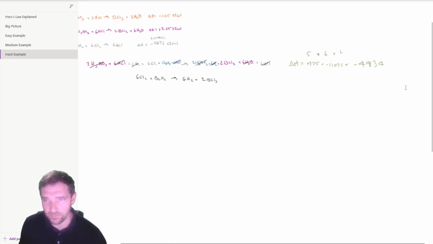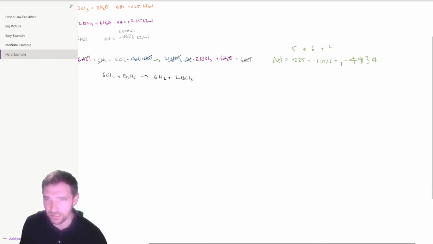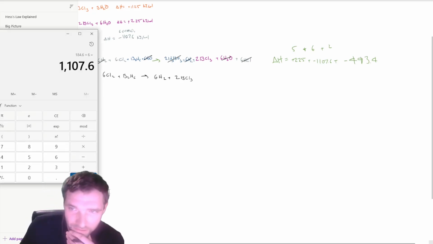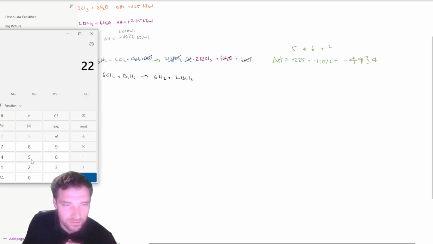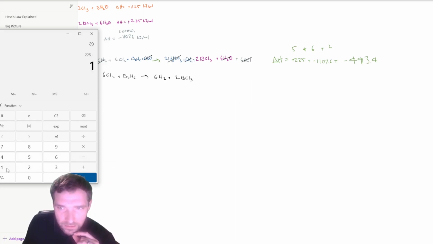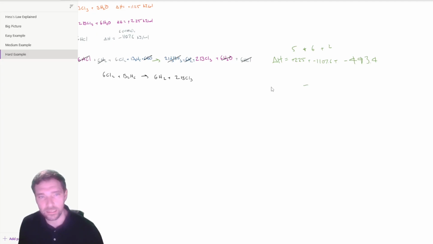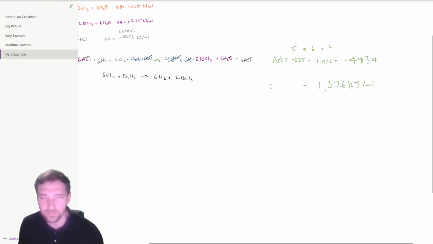And so we can do a little guesstimation here and see that the negatives are bigger than the positive. This should be going down the hill energetically. So we see 225 minus the 1,107.6, and then minus 493.4. Yeah, so we're getting about a negative 1,376 kilojoules per mole of this reaction now.